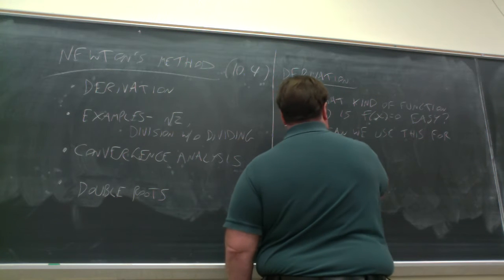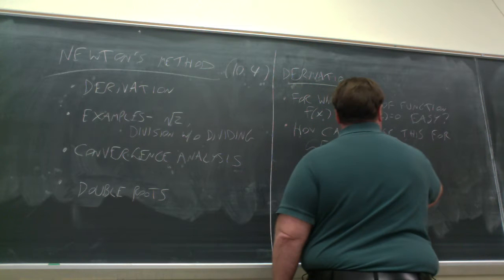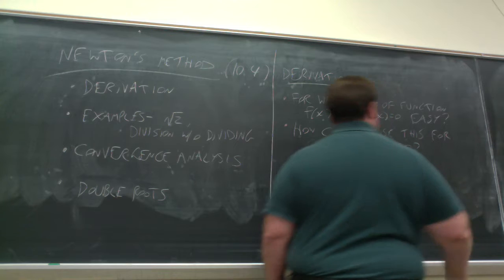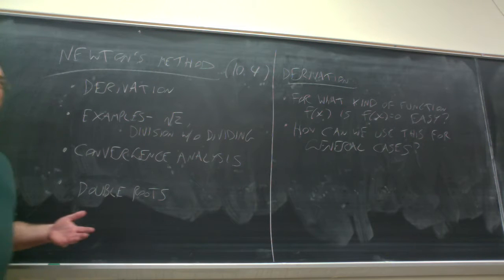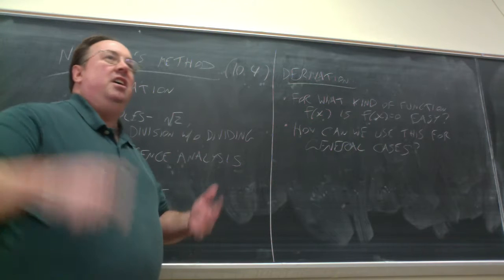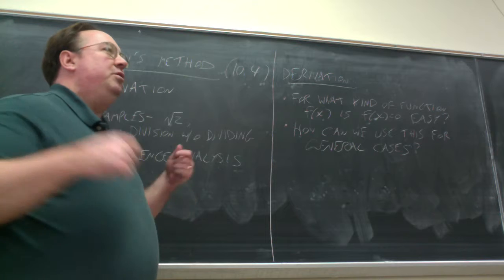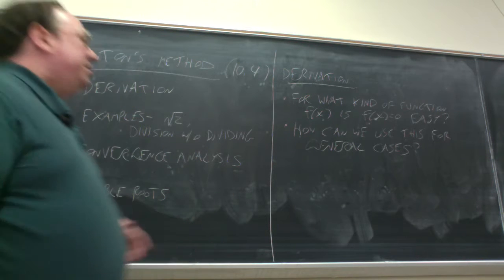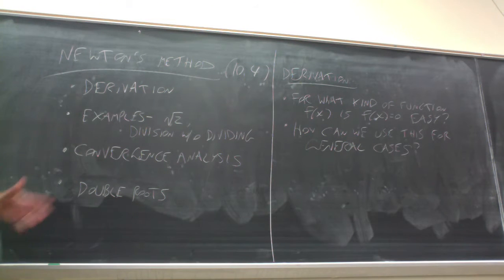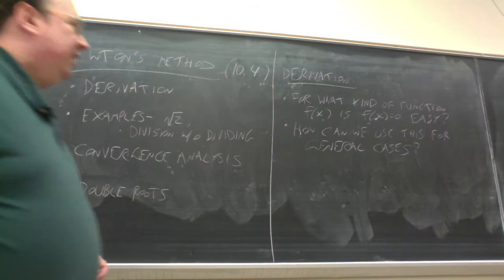Now these are the same questions that were posed at the very beginning of the semester for Ax equals b. For what matrices was Ax equals b easy to solve? Diagonal matrices, triangular matrices. How do we reduce the general case to that? Gaussian elimination. So pretty much any kind of problem we're trying to solve numerically, this is how we approach it. We look at these easy cases and then see what we can do with that.